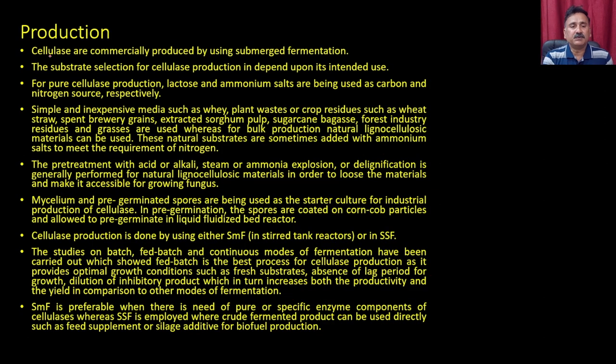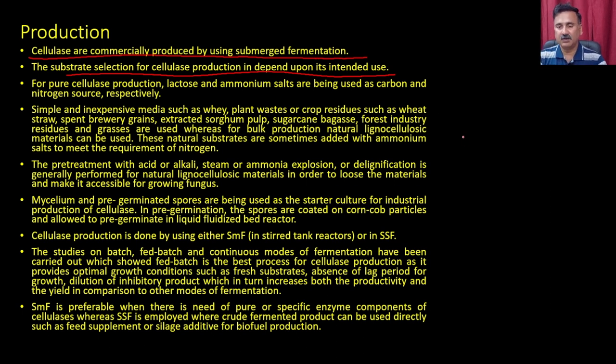How are you going to produce them? Cellulases are commercially produced by submerged fermentation techniques. The substrate selection for cellulase production depends upon its intended use. For pure cellulase production, lactose and ammonium salts are used as the carbon and nitrogen source respectively. So these are the details of how you can produce cellulase in submerged fermentations.